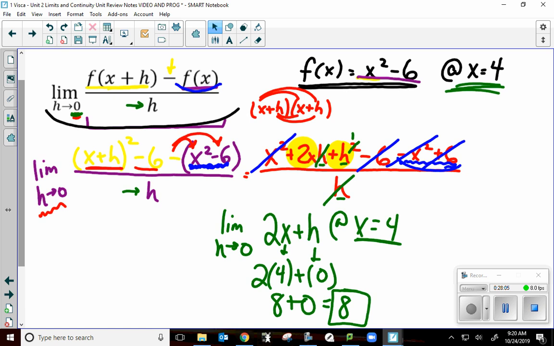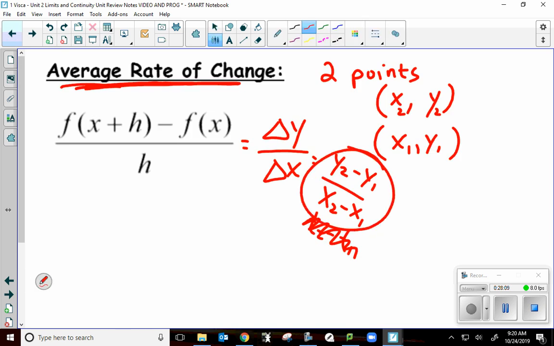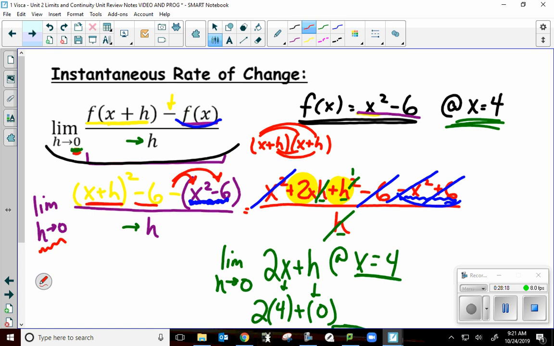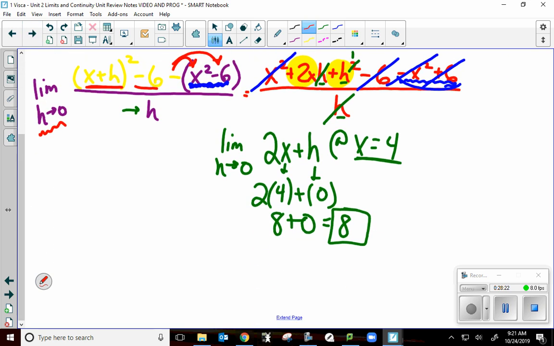Remember, we did not have 2 points to do change in y over change in x. We couldn't do this. We only had 1 point. We didn't have 2 coordinates. We had 1. Okay? So I come here, and at that 1 point where x is 4 on my graph, the tangent line, the slope of the tangent line would be 8. It's really a beautiful thing. Okay?